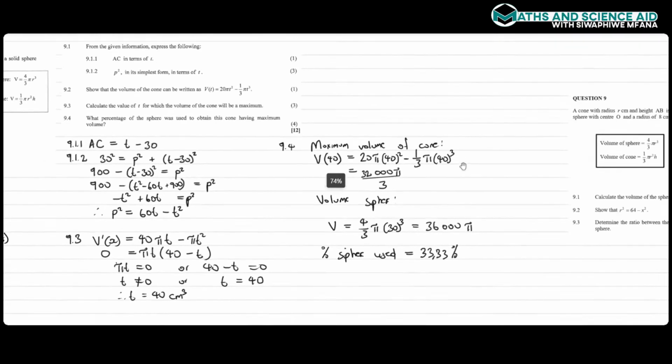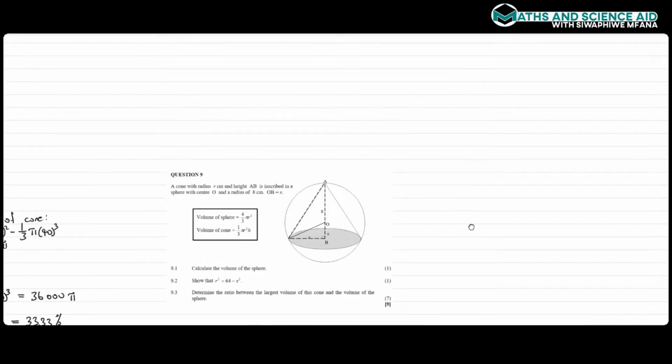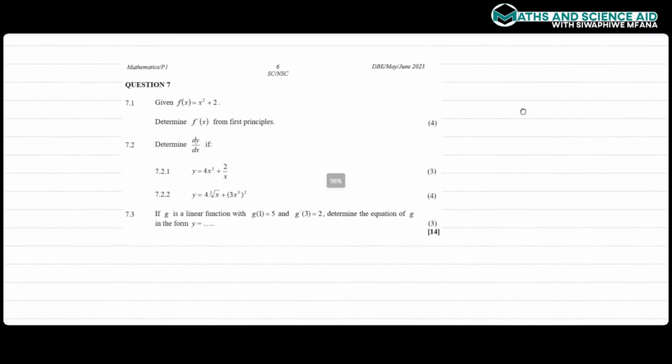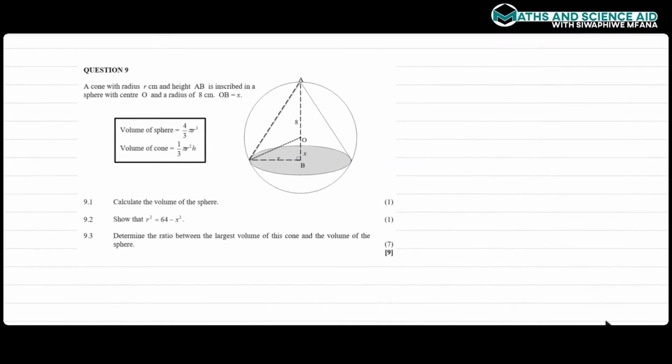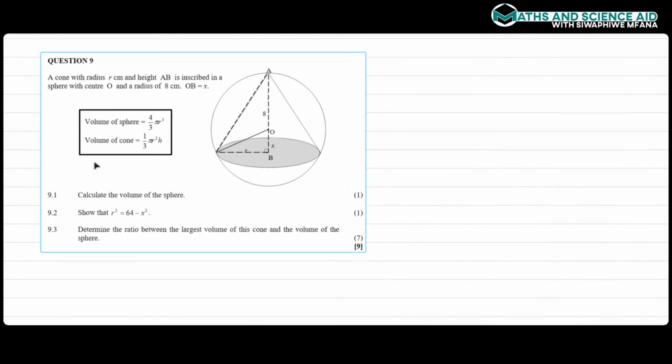All right, now we've got another one, guys. This one is from May/June 2023. Again, we are not going to discuss anything from question number 7. Let's just get into question number 9. Yep, we've got yet another cone.